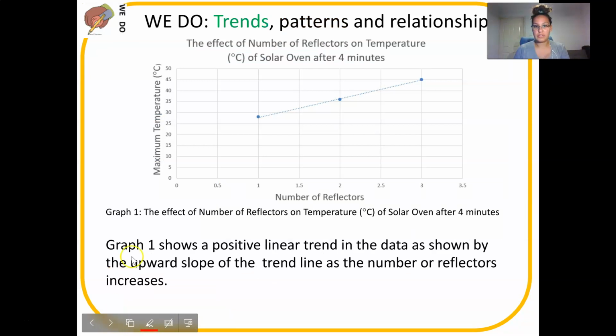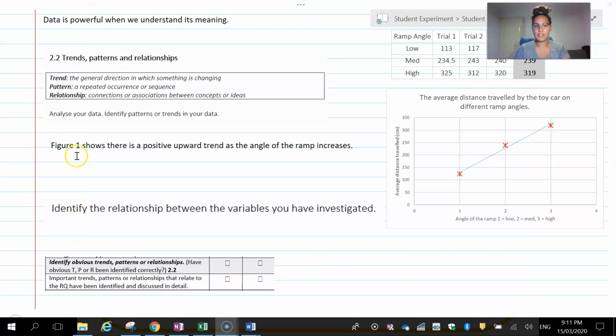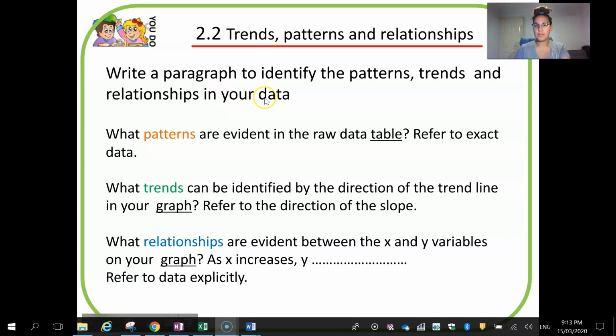And then trend. So we have a positive trend as the data shows an upward slope as the number of reflectors increases. Okay, so that's what I'm going to do there. So I'm going to change what I wrote to as the angle of the ramp increases. So there we go. Figure 1 shows, so I've written it so it sounds a bit more appropriate. So I've identified them correctly as opposed to being an obvious one. Have I gone into more detail? I don't think so. So here's my paragraph.